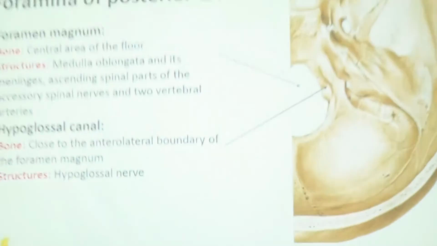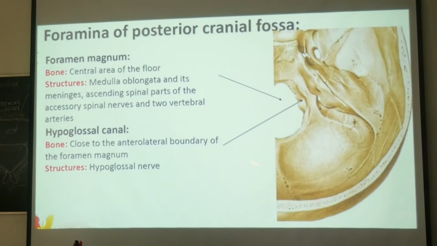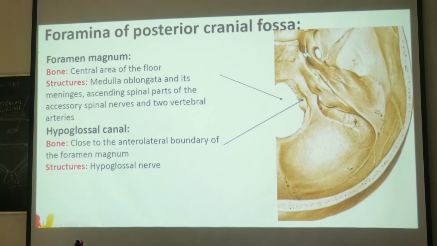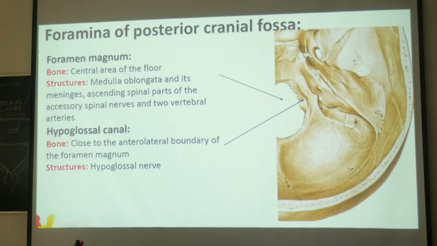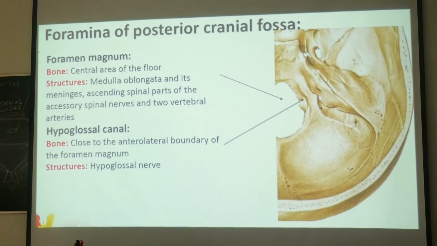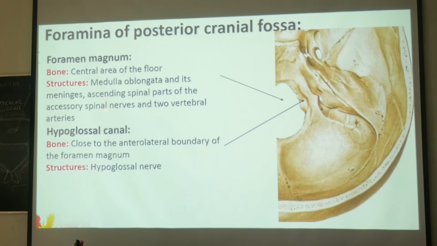Next we go to foramen magnum. See this large foramen is the foramen magnum. It lies in the central area of the floor of the posterior cranial fossa. What are the structures passing through it? This is very frequently asked. Medulla oblongata and its covering meninges, that means 3 layers of meninges: dura mater, arachnoid mater, pia mater. Then ascending spinal parts of the accessory nerves.